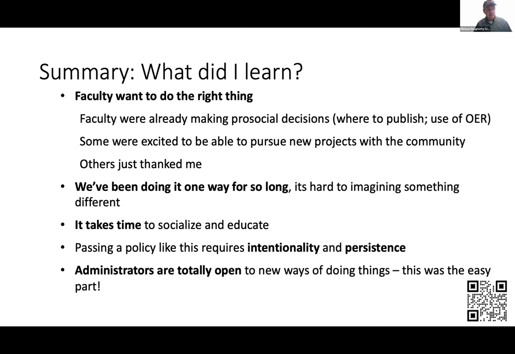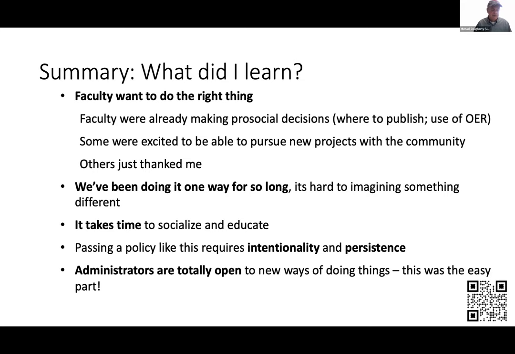Faculty are saying, well, I could publish in this journal, which is highly prestigious, but isn't going to be accessible to those people in the global South, or I can publish in this other avenue that is accessible to the global South. The other thing I learned is that we've been doing it one way for so long that it's really hard to imagine something different. Who knows where our current system came from, but just because we've been doing it one way doesn't mean it's the right way. Fortunately, I was able to coax my faculty out of that notion that, well, that's the system I went through, so everybody should have to go through that system. So we've gotten ourselves out of that loop.